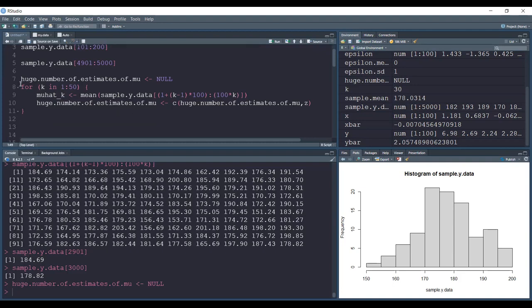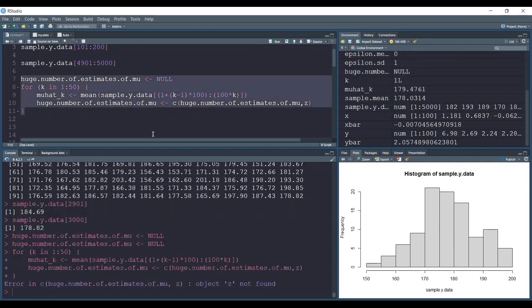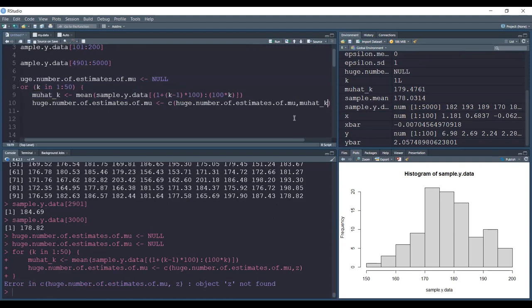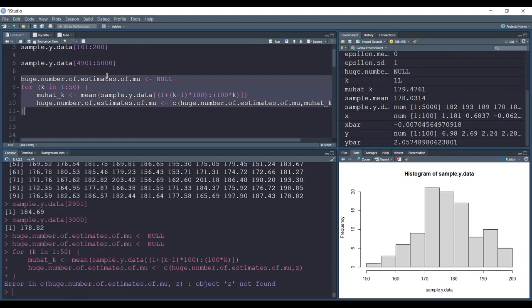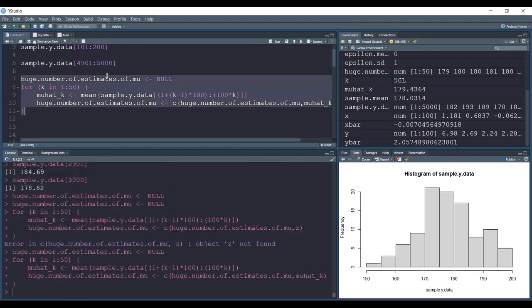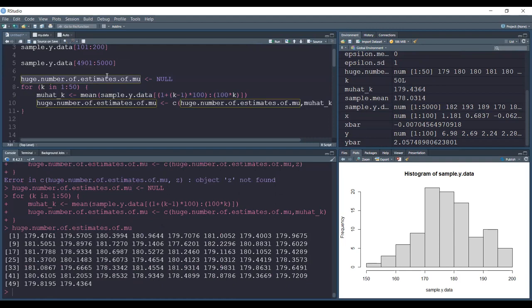Let's do it. Object Z not found. Yeah, because I called it Z, but I should have called it mu hat k. Sorry about that. I usually take Z in these loops. Okay, and now it's worked. And here it is. This is the mean for each data set.